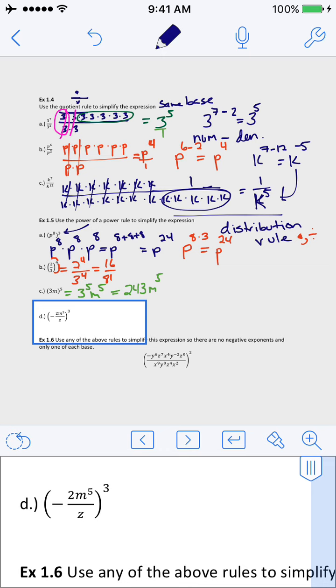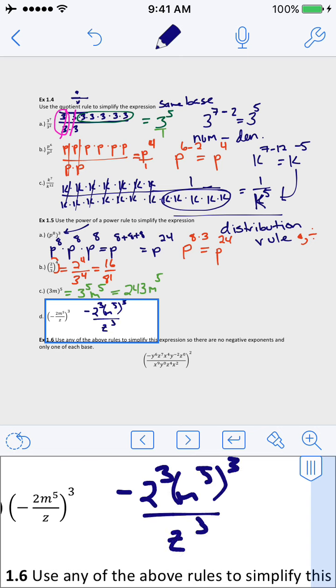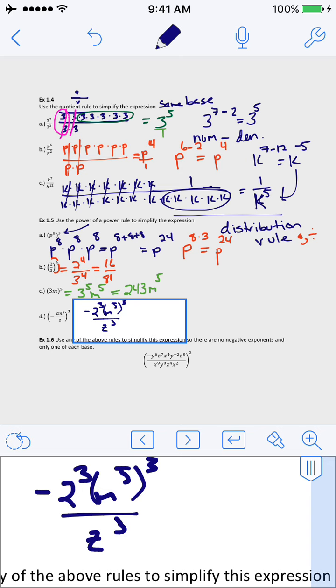Okay, so I hope you had a chance to try this on your own. Let's start with that distribution rule, right? Because this 3 is on the outside of everything, therefore everybody gets a 3. 2 to the 3rd, m to the 5th, to the 3rd, over z to the 3rd. Excuse me. Everybody gets a 3. Everybody. A couple of you are probably already kicking yourself because you didn't put the 3 on the 2, or maybe you forgot the z, whatever it is, but everybody gets a 3.